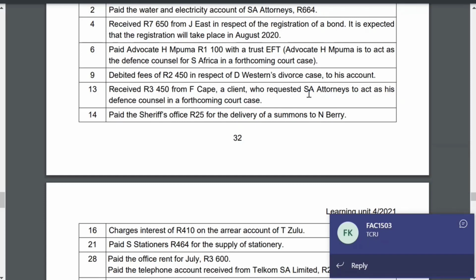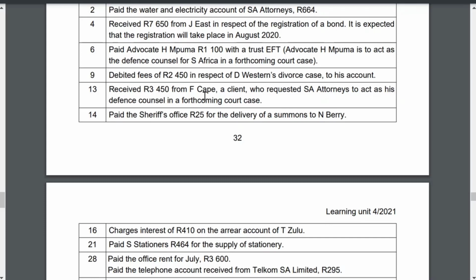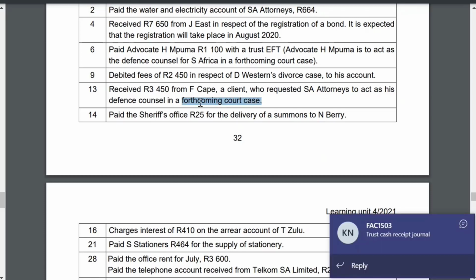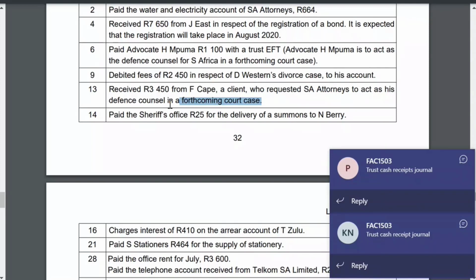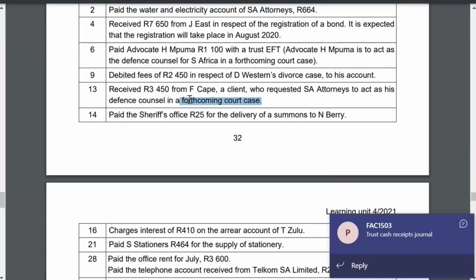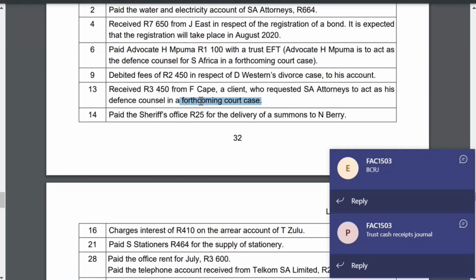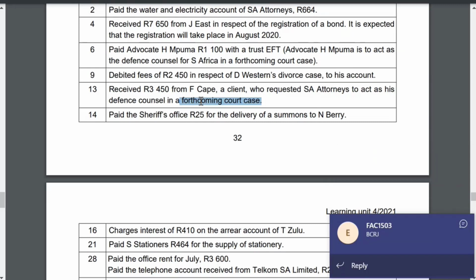Palisa and Faith are saying trust cash receipts journal. So guys, transaction number 13, please note that forthcoming court case. Karabo is saying trust cash receipts journal. Pali is saying trust cash receipts journal. Guys, well done. And Elisha is saying business cash receipts journal.